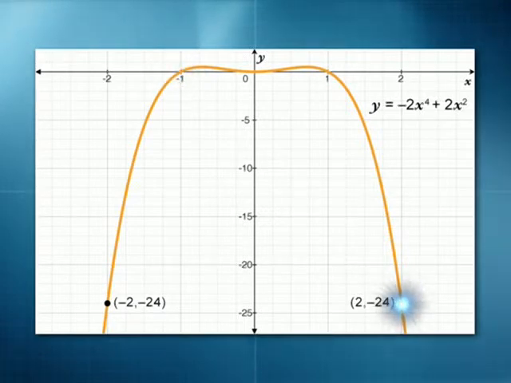And then you could plot some other points. For example, if x is 2, y turns out to be minus 24. And if x is minus 2, you also get minus 24. And you could plot some more points and then draw a smooth curve through these points. And your graph should look something like this.